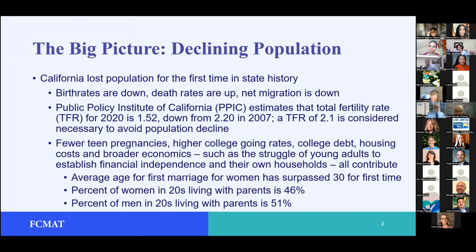Percent of women in their 20s living with parents at 46%, fairly significant number. Percent of men in their 20s living with parents at 51%.